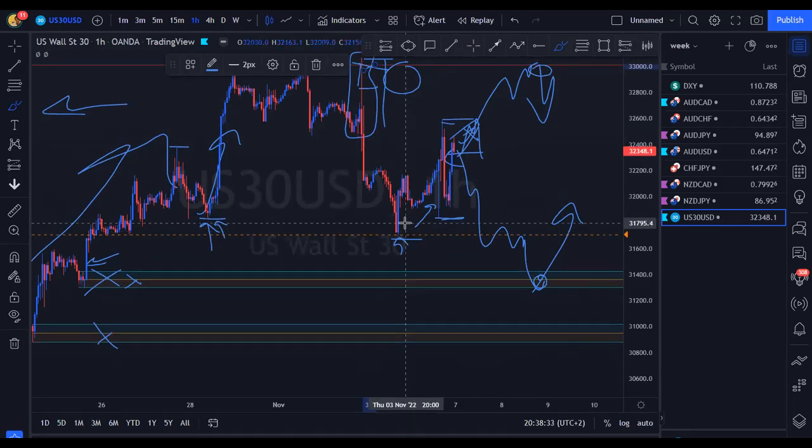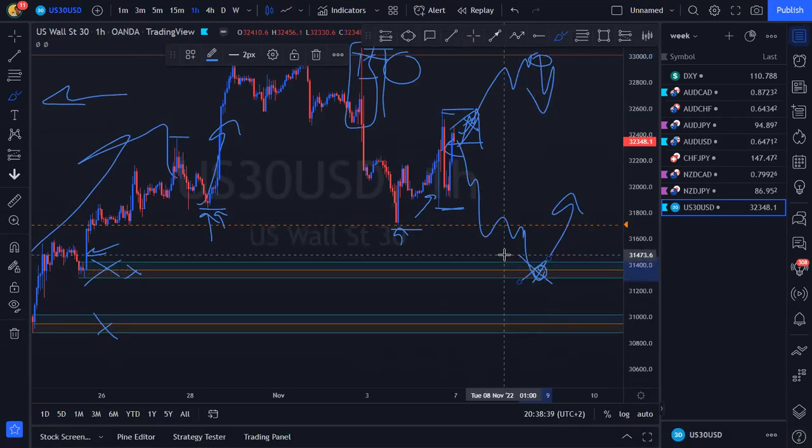I hope I wasn't confusing on US30. But US30, basically, this is where I'm looking to buy. Done and dusted. I think I'm 100% done with the analysis.